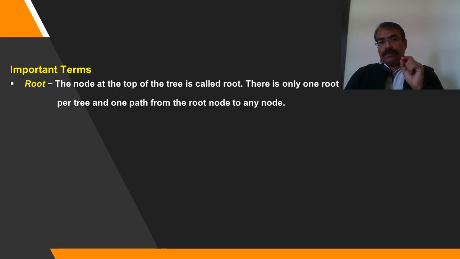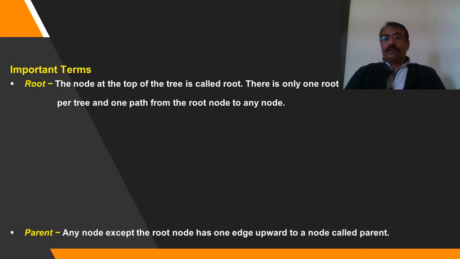Similarly, here we will have a root node marked, and from that root node every node must be accessible. That is the important thing. So then only it will be a tree. If any of the nodes is not accessible, the tree is not correct.